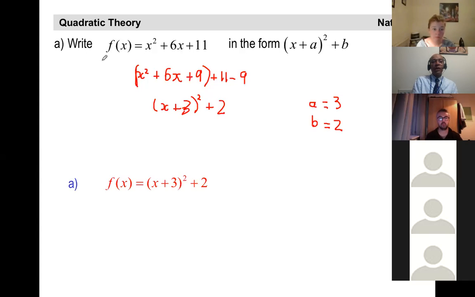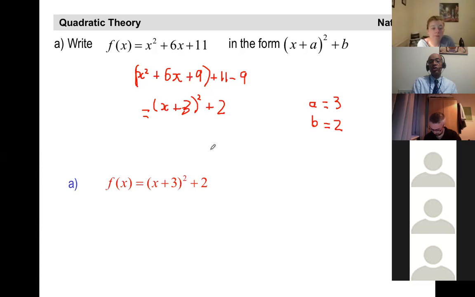Another question could be, give me the value of a and b in this form, (x plus a) squared plus b, by completing the square of f of x equals x squared plus 6x plus 11. Then you give the value a equals 3, b equals 2 at the end. But because they've just asked us, write it in this form, you just write it in this form. So x squared plus 6x plus 9 or plus 11 is just (x plus 3) squared plus 2.